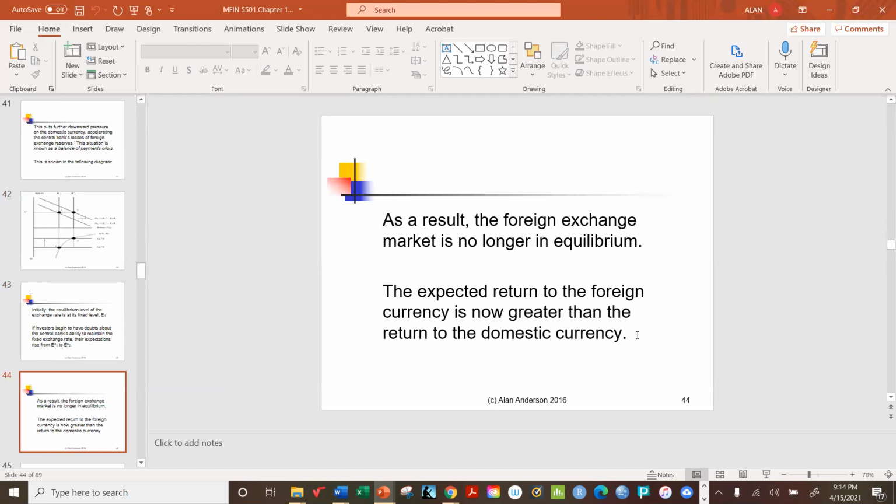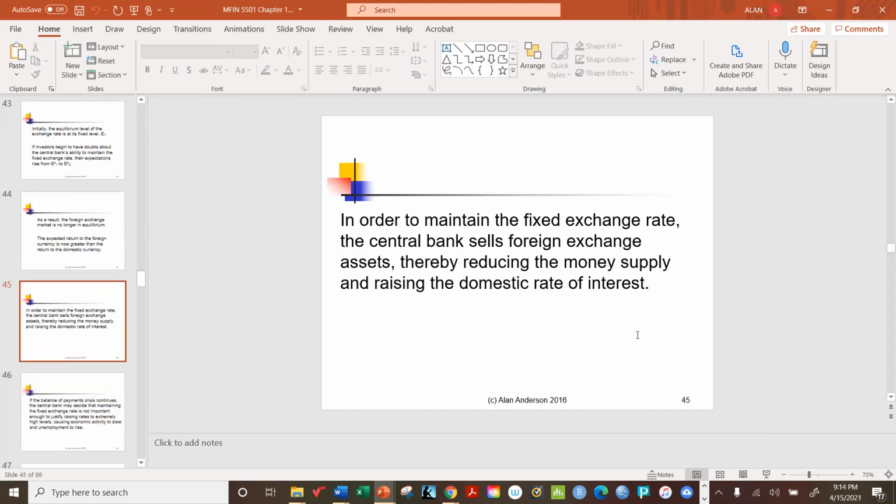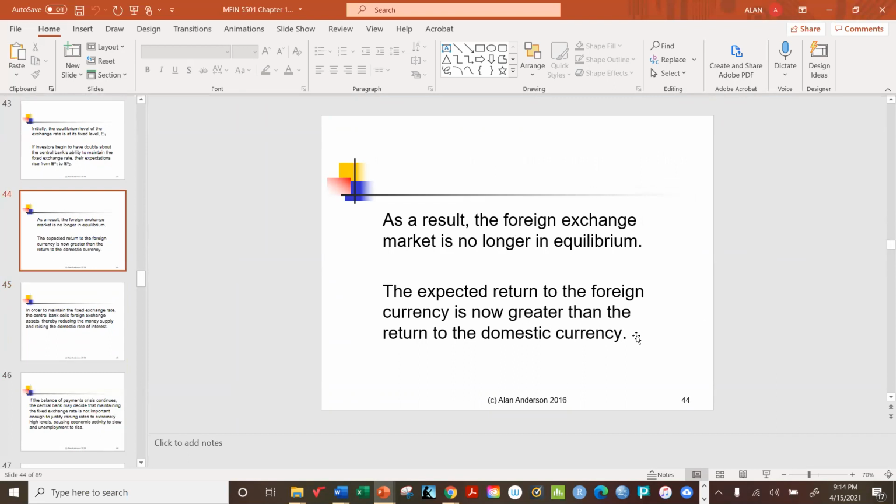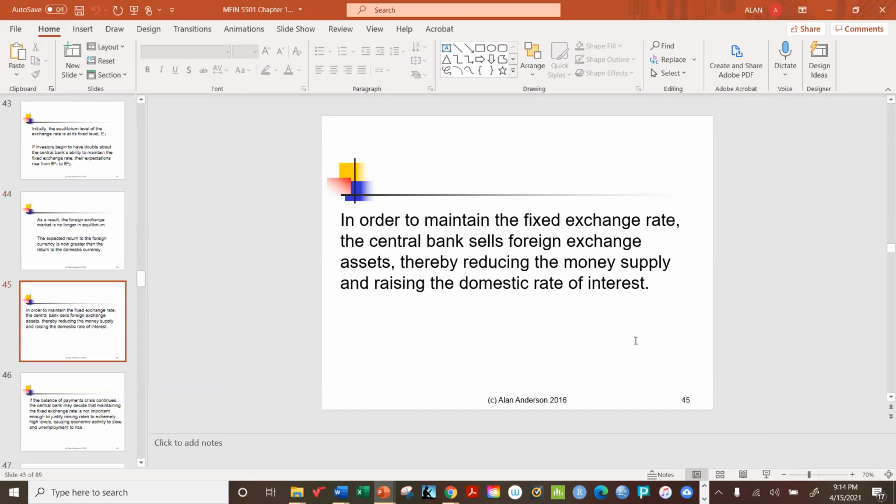So in other words, now investors start to pull out their funds. The expected return of the foreign currency exceeds the domestic currency. The domestic government has to respond by raising their own rate of interest. And how do they do that? By selling foreign exchange assets. In other words, the way that they increase their interest rate is to reduce their own money supply by selling off some of their holdings of foreign exchange assets.